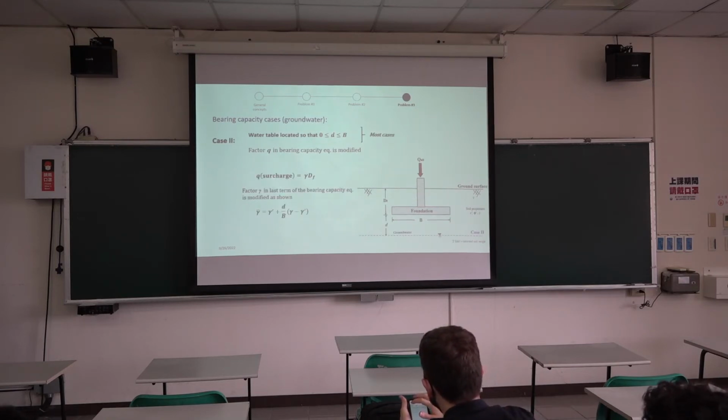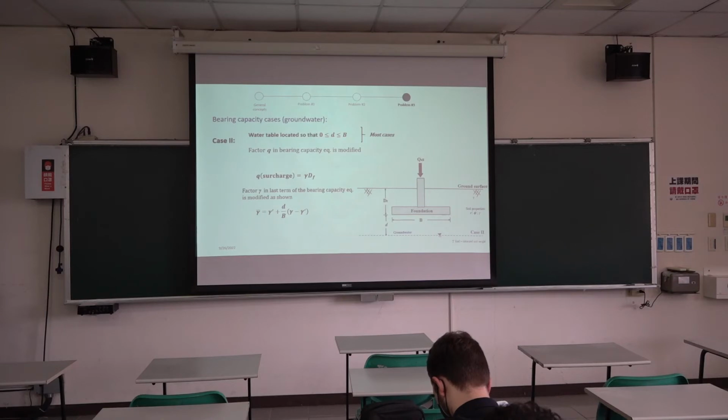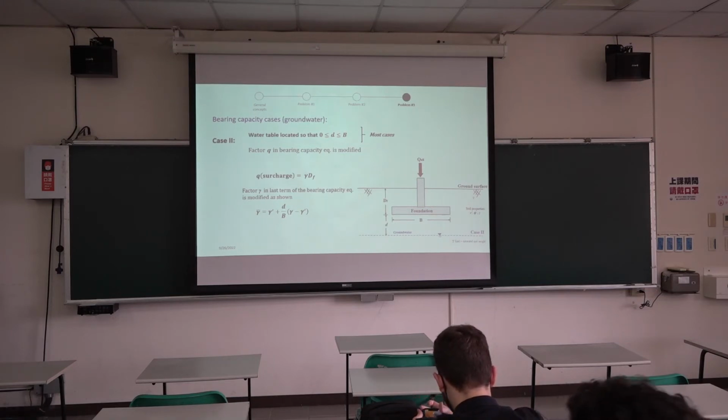The second case is where the water table is at a certain distance below the bottom of the foundation. Let's call this distance D. Now, if you are calculating the surcharge, it will be the normal gamma dF. Surcharge, remember, is the weight of the soil above the bottom of the foundation. So that will be gamma dF.